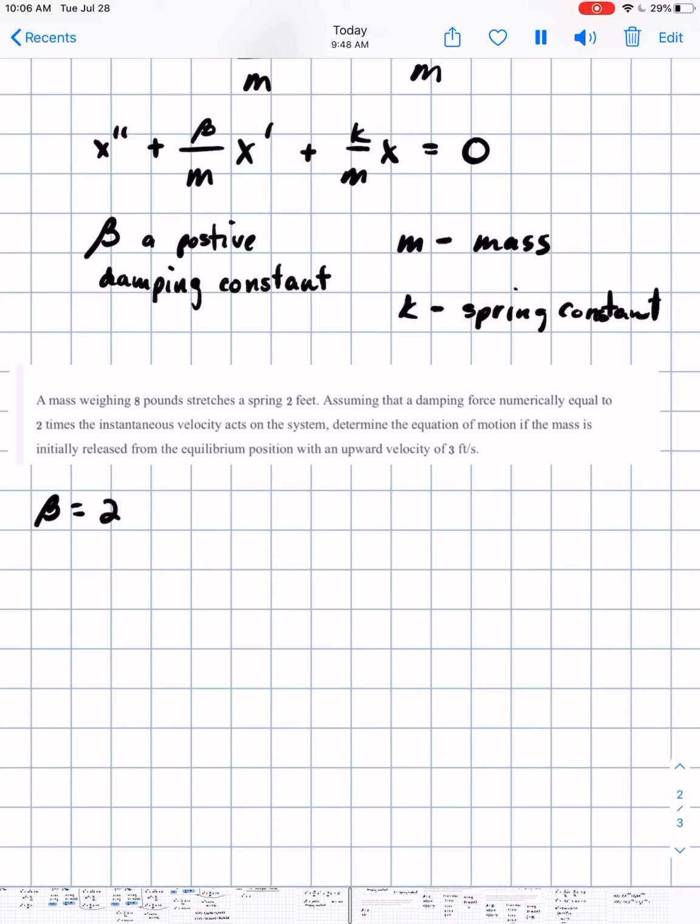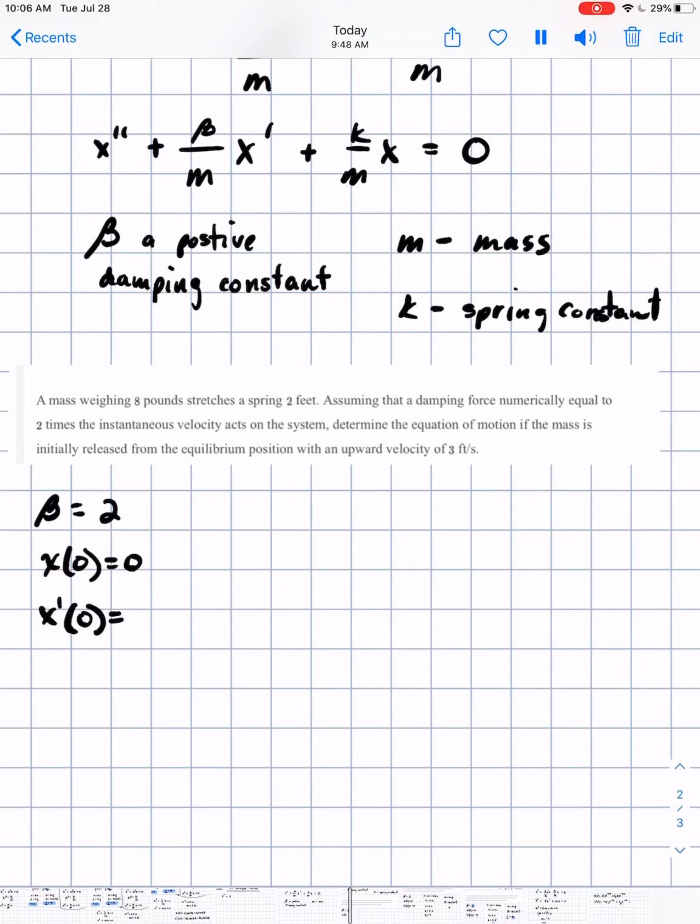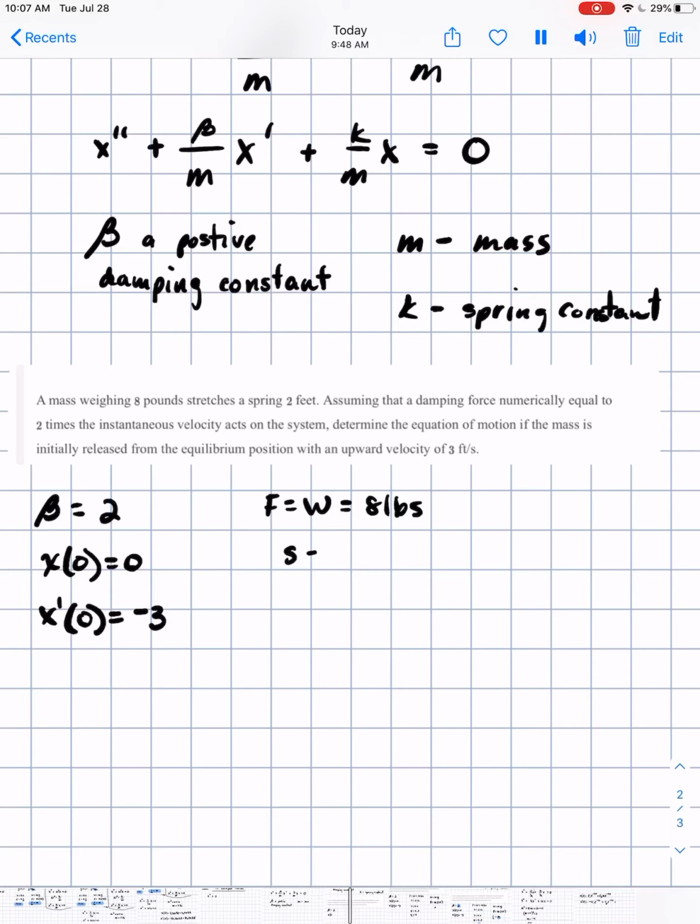So determine the equation of the motion if the mass is initially released from equilibrium. Okay, so that's pretty straightforward. So x of 0 is going to be 0 from equilibrium position with an upward velocity of, so x prime of 0, because upward is negative, is -3. So this is what's given to us. We also know that the force, the weight, is 8 pounds this time. And we also know that s is going to be 2.